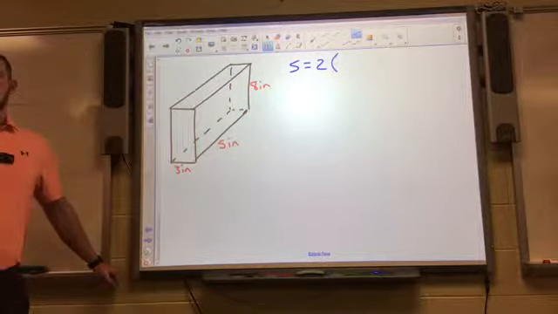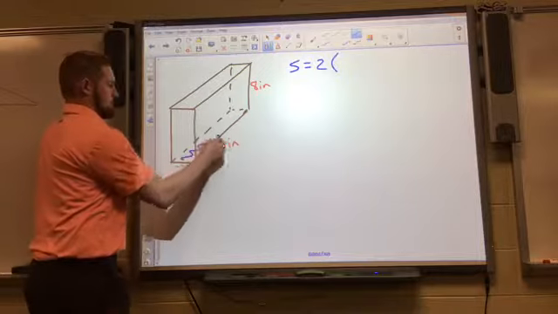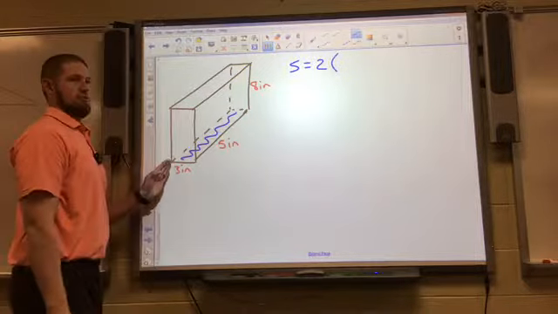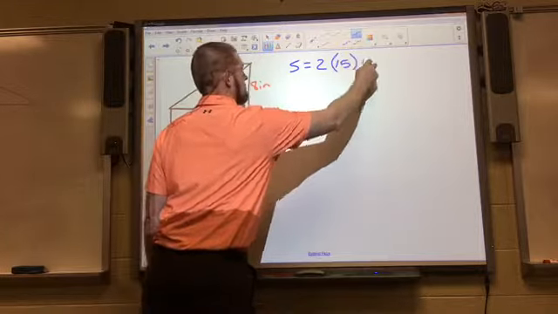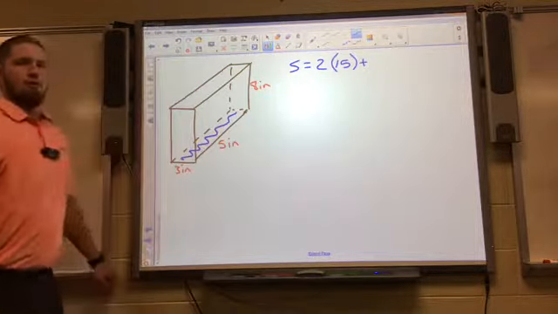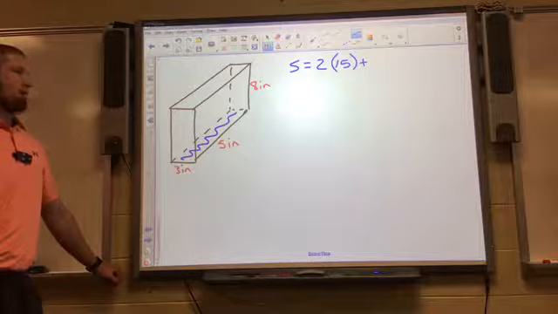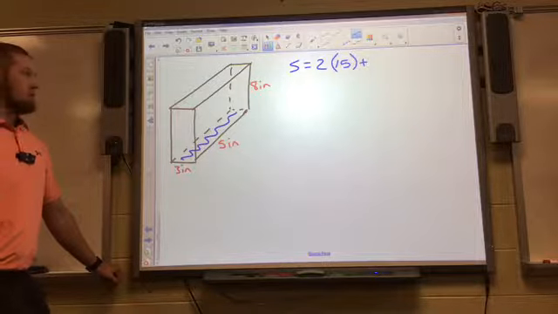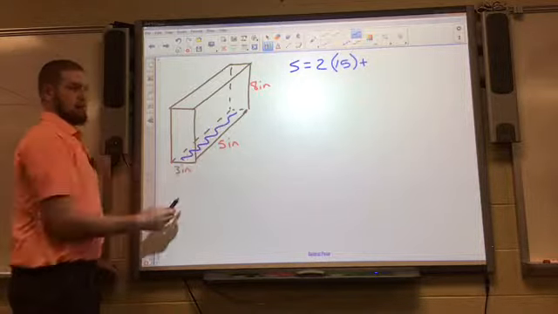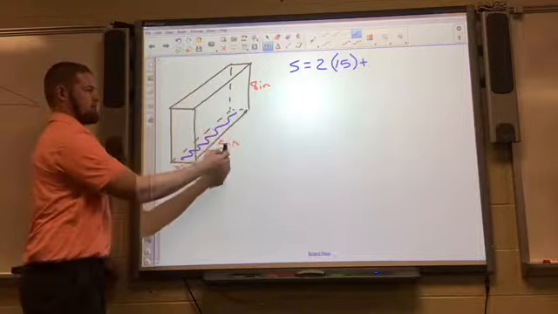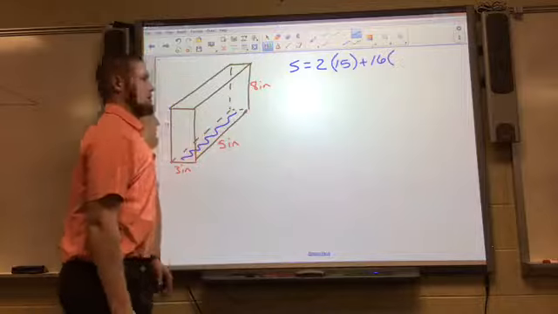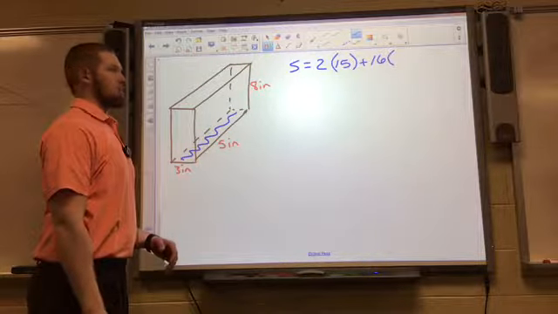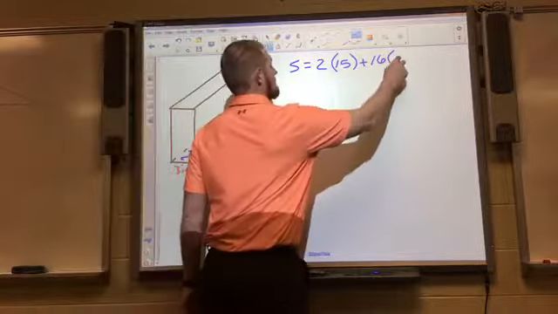The area of the base, which we chose this to be the base, right? So 2 times 15 plus the perimeter of the base. So it's 5 and 5, which is 10, and then 3 and 3 is 6, so I have 16 total, times the what? Height, which is what? 8.